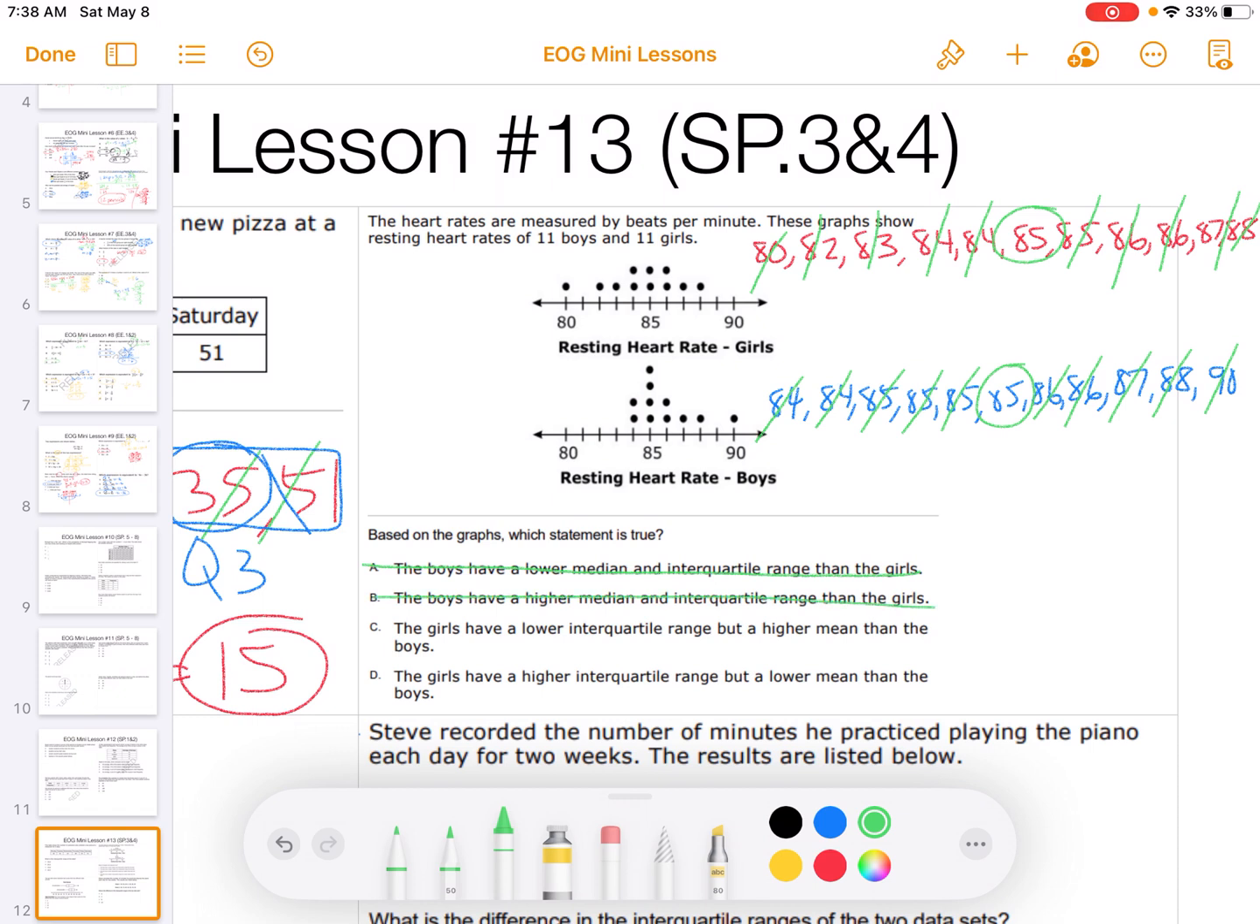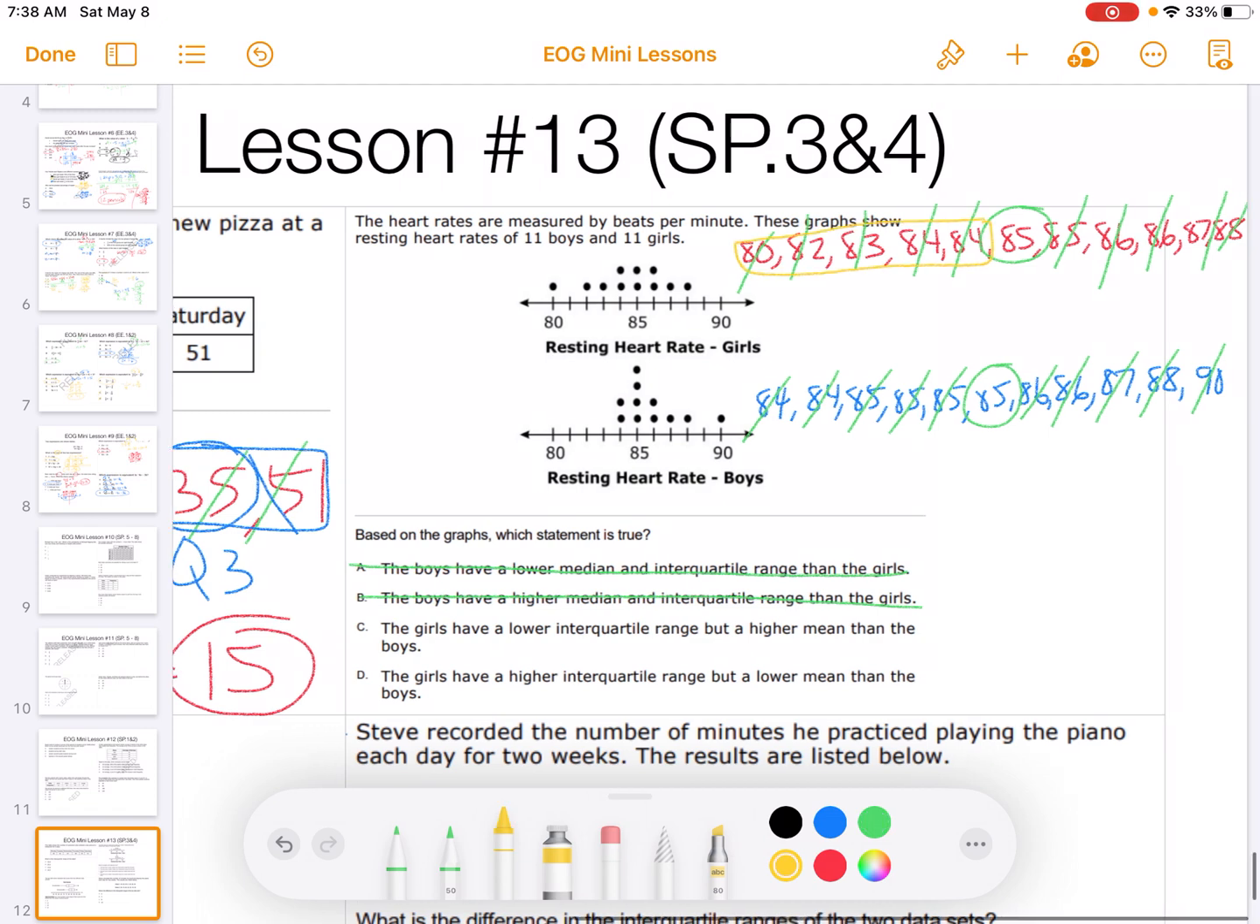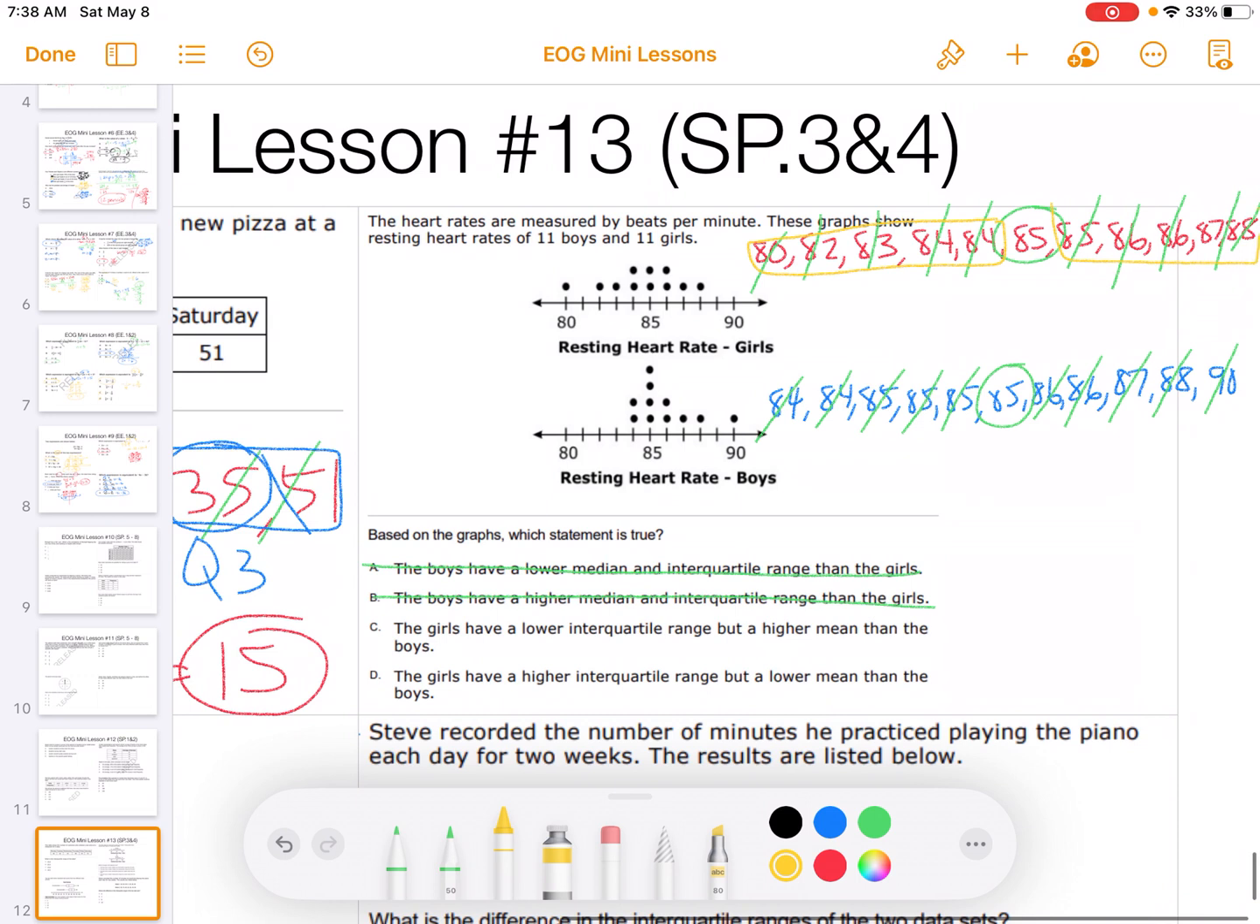All right, so now they want to know the interquartile range. So interquartile range means that I'm finding the median of the lower and the upper halves. So in this case, it's 85 and 87. So 87 minus 85, and I get 2.